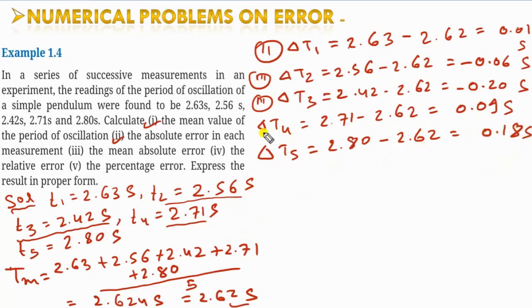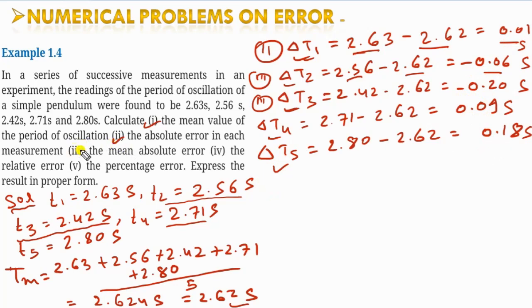So these are our 5 absolute errors: the first, the second, the third, the fourth, and the fifth absolute error. So to find the absolute error, what we do? We simply subtract the true value from the measured value. Measured value minus true value is absolute error. You can clearly see here that absolute error can be positive as well as negative. Here the absolute error is positive, here it is negative, here again negative, then positive, and then again positive.